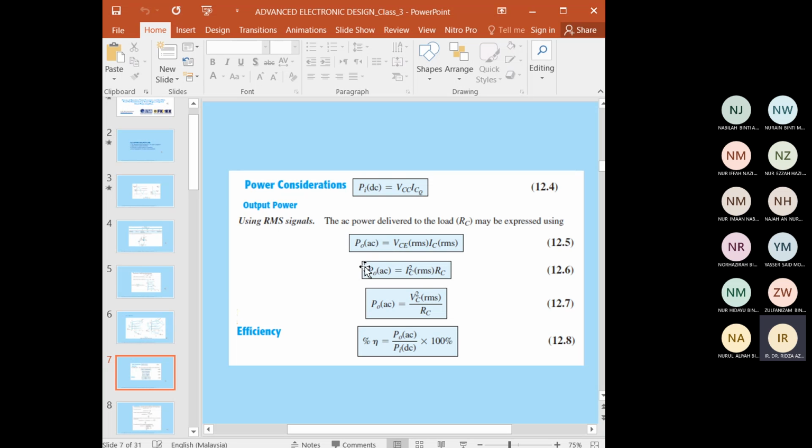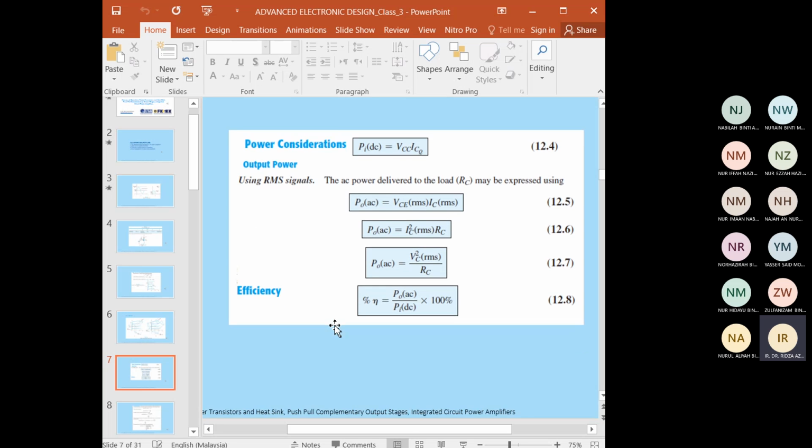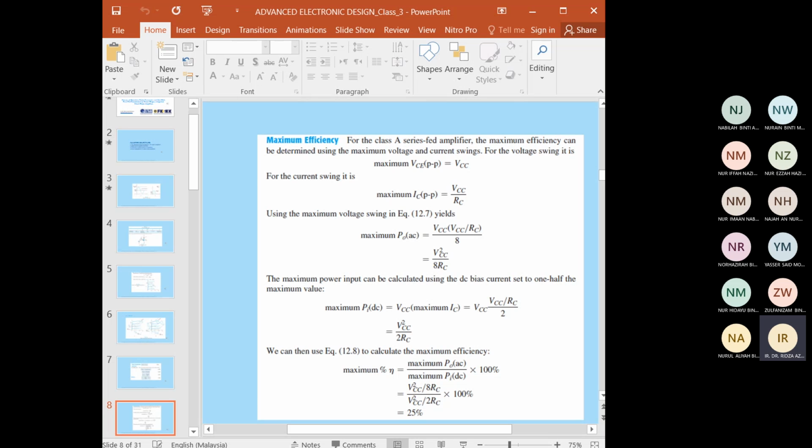In terms of power consideration, there are parameters such as P input DC, P output AC, P output AC in terms of IC RMS, and also the efficiency. These can be calculated from the values of VCE and IC, which we obtain from the calculation in the DC analysis. Then for the maximum efficiency, we can calculate the maximum VCE peak to peak, which is equal to VCC. The maximum IC peak to peak can be calculated using VCC over RC.